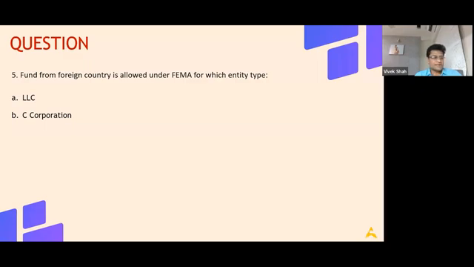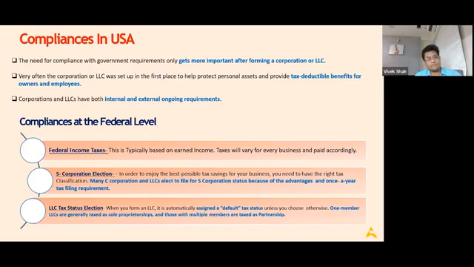If you can move it to the next slide, please. Compliances in the US, I'll be covering this very quickly. Any startup company, if you are creating a domestic company in the US, the first question is: what should be my cost? What should be my compliance cost? I don't want to create a lot of cost.